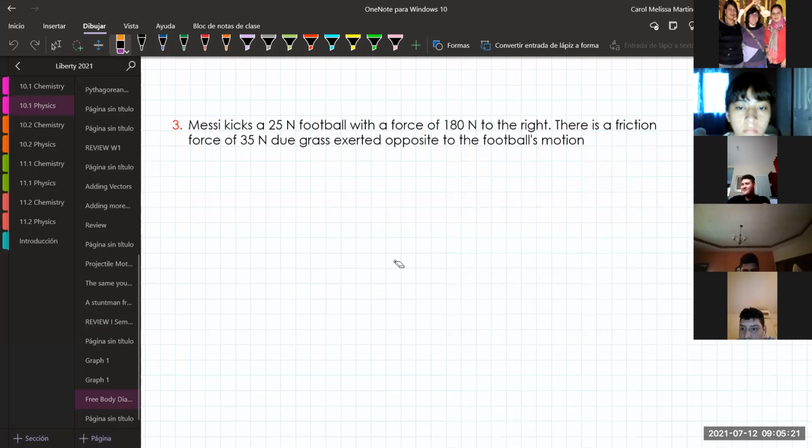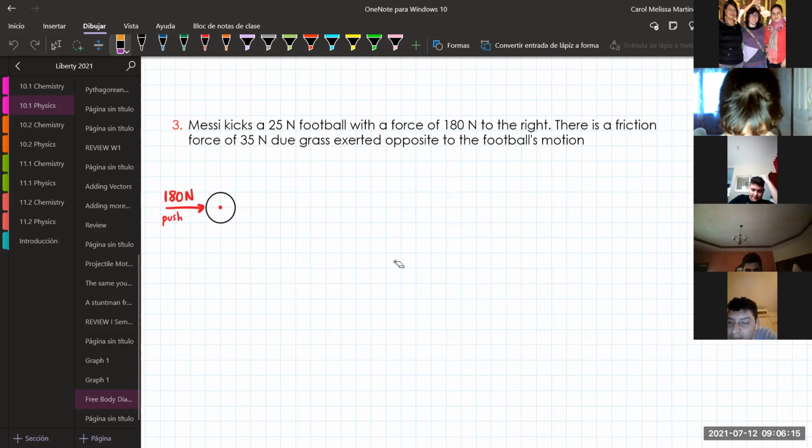The ball itself. So we can try with a sketch of the ball right there, and we must include the forces. What is the kind of force that Messi is applying to the ball? Is it a pulling force or is it a pushing force? A pushing force. Exactly. So take a look. This is the center. In the center I trace a dot. This dot represents the center of the object. And here I will put all the forces that are acting on it. So Messi kicked the ball with a force of 180 Newton. And it's a pushing force. Okay?